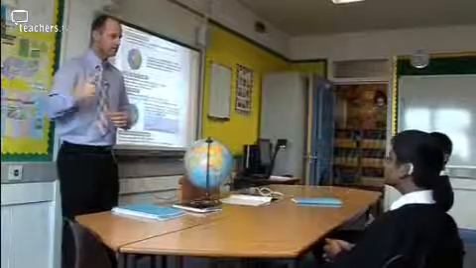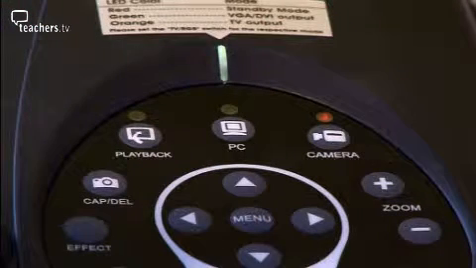I find it very easy to use because it's so quick to connect up, and once it's connected, there's only the two buttons to switch between the PC or the visualizer display. So it's very simple.